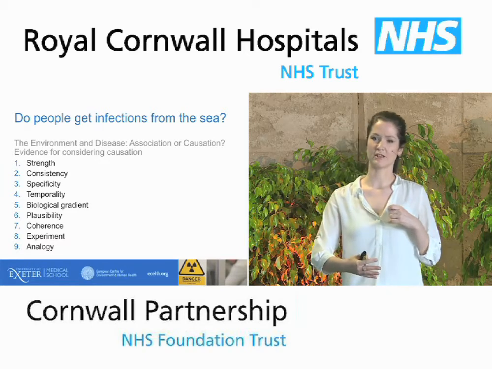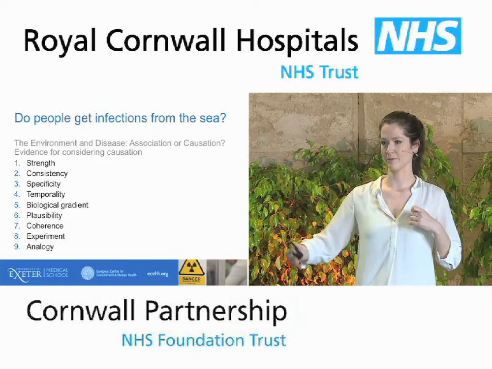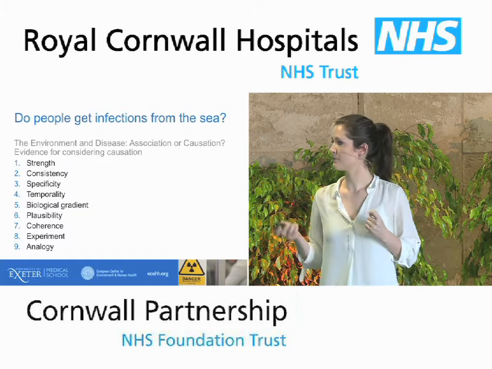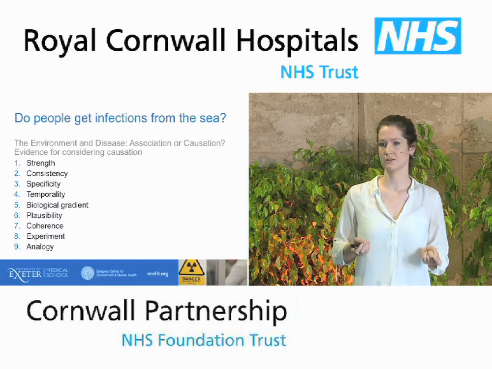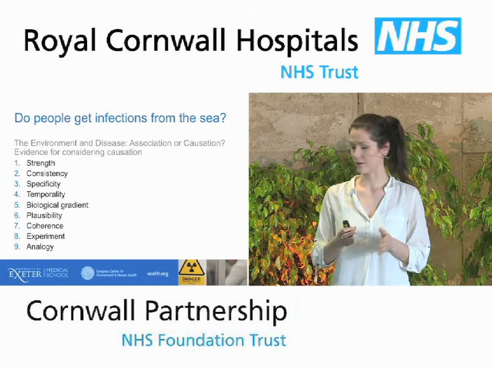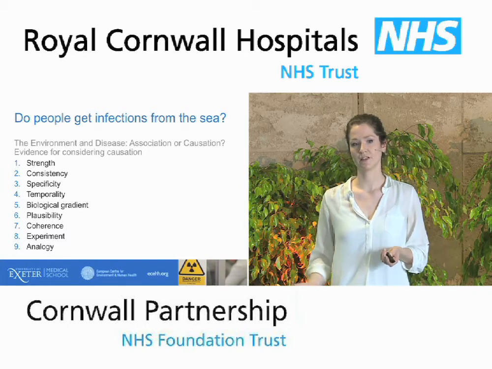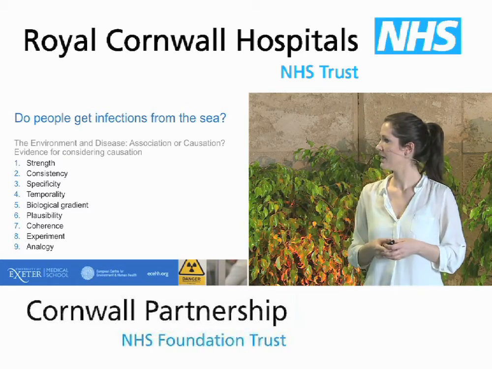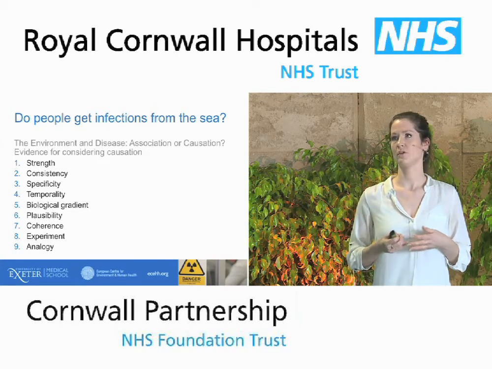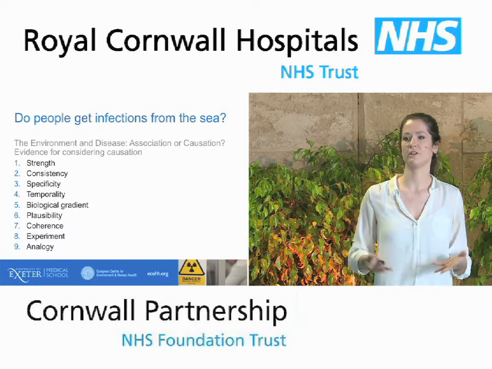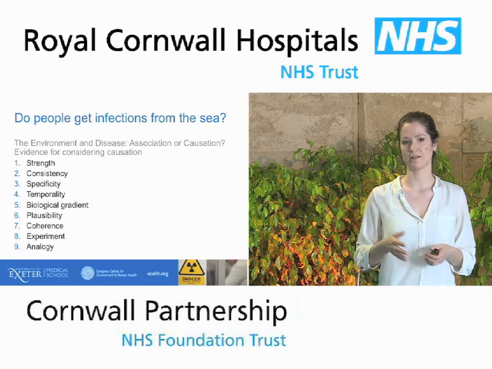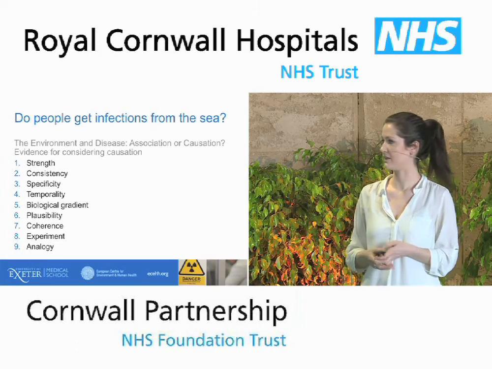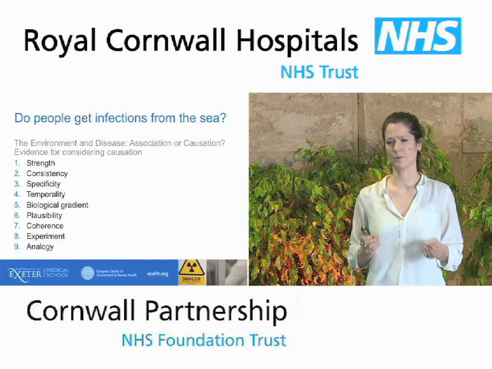Temporality, which came first. So this is a question of, does the horse come before the cart or the cart before the horse? So does exposure precede the outcome observed? Biological gradient corresponds to a dose-response relationship. So if you have a high dose of an exposure, are the risks greater or do you get a worse version of the outcome? Plausibility means that the causal relationship has to coincide with what we understand in terms of biology and the natural history of a particular disease. Kind of the same thing with coherence.